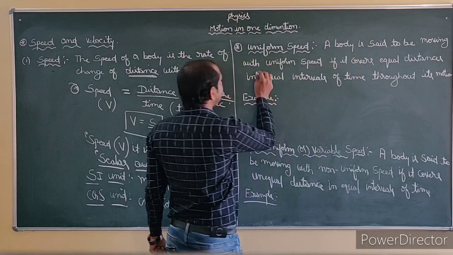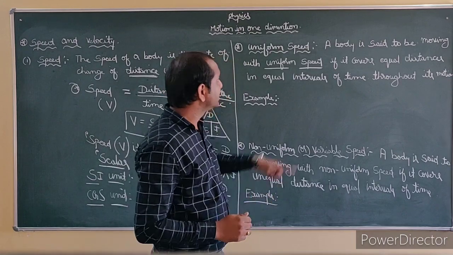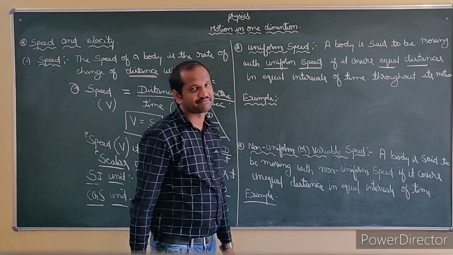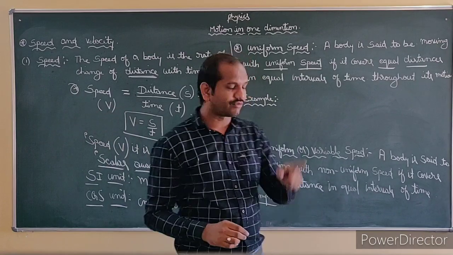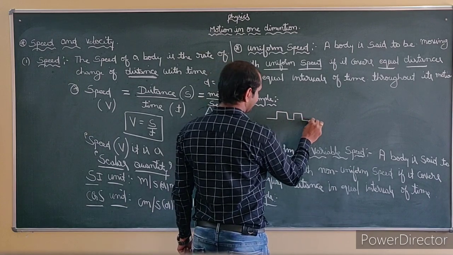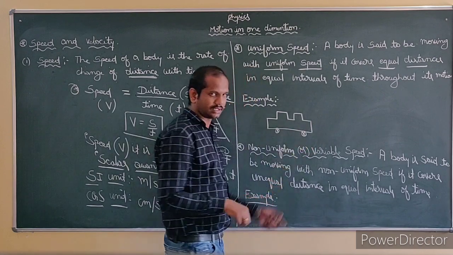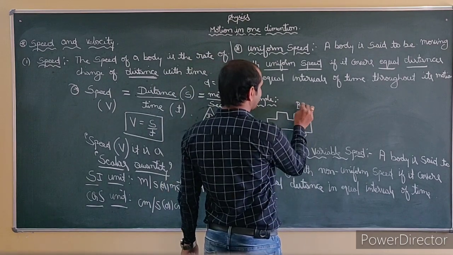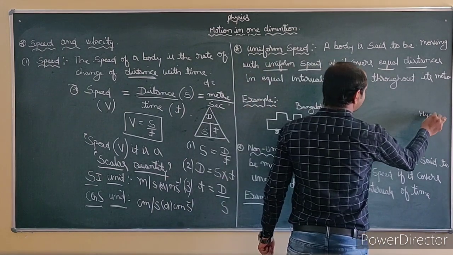A body is said to be moving with a uniform speed if it covers equal distances in equal intervals of time. What should a body do? It should cover equal distance in equal intervals of time. For example, think of a bus. Just for the time being, think of it as a bus. Don't laugh. Okay. So now this bus is going from Bangalore to Hyderabad.